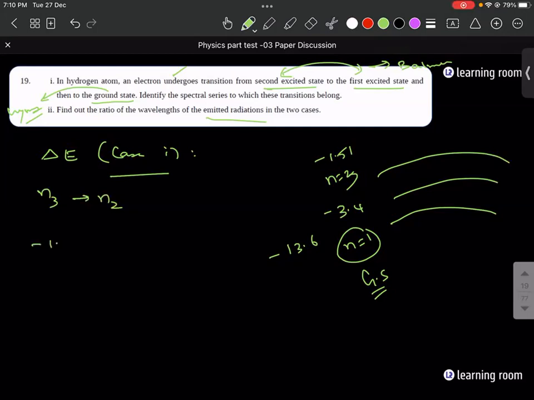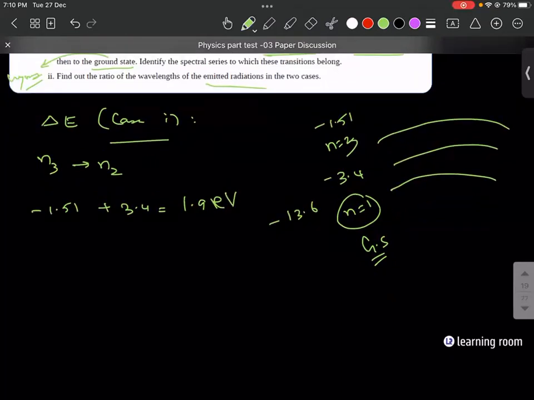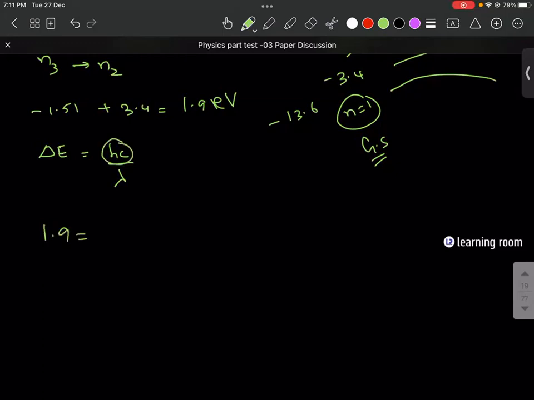N3 to N2, it will be minus 1.51 plus 3.4. So how much is the energy change? It is 1.9 electron volt. But they didn't ask the ratio of the energy. They asked the ratio of the wavelengths. So can I write this delta E is equal to hc by lambda? Because they are released in the form of electromagnetic radiations only. So delta E is 1.9. So when electron volt is there, I asked you to write hc in terms of what? Sir, here final minus initial energy or we are not doing it?